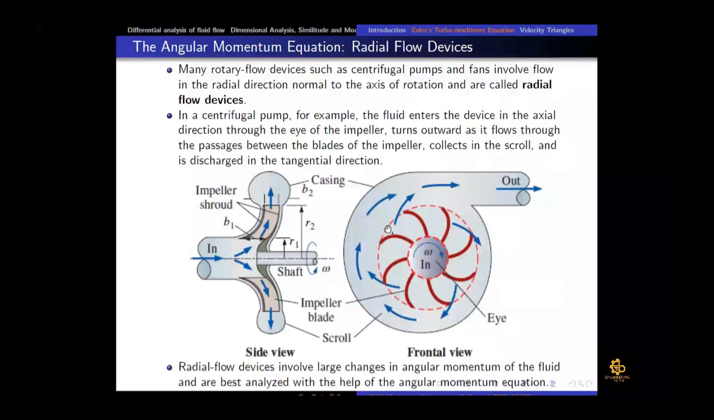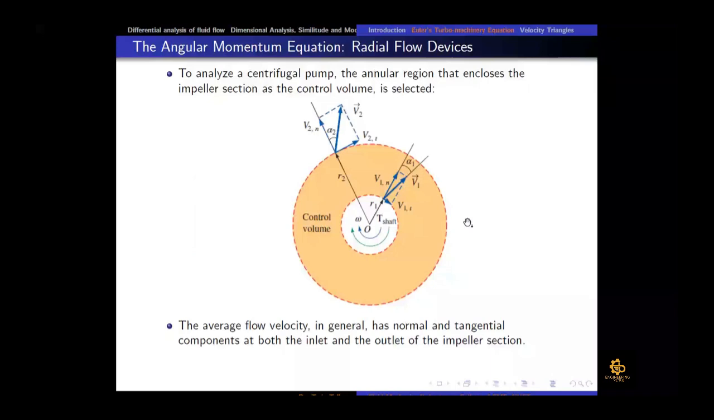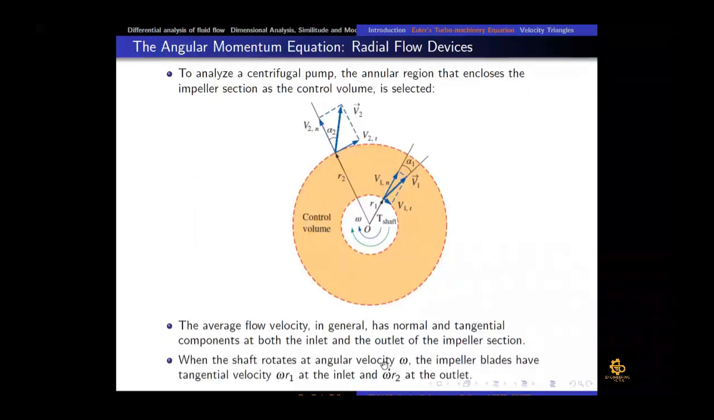So the velocity which is coming here has two components, a tangential component and a normal component. And similarly, the velocity would have two components on this outer tip. So the average flow velocity has this. I have told you, when the shaft rotates at angular velocity omega, the impeller blades have tangential velocities omega r1 and omega r2, which is the blade velocity. U is equal to r omega. So that is the tangential blade velocity.